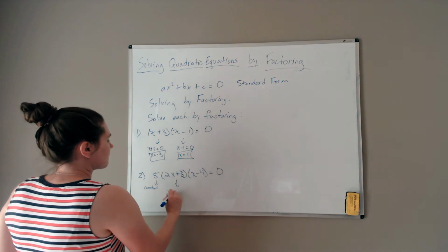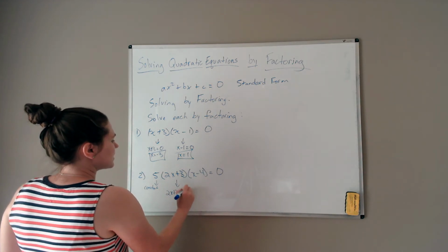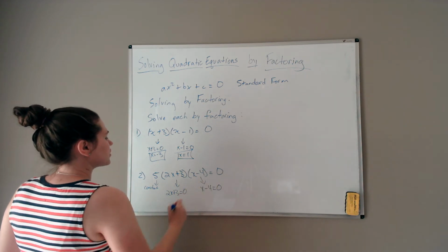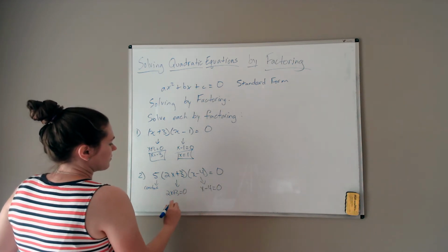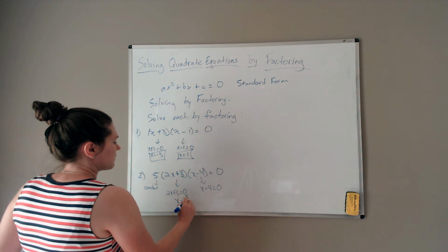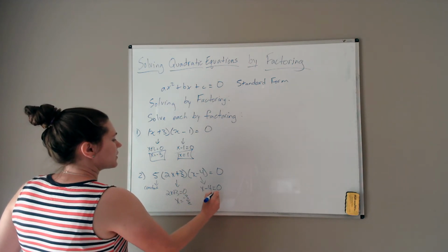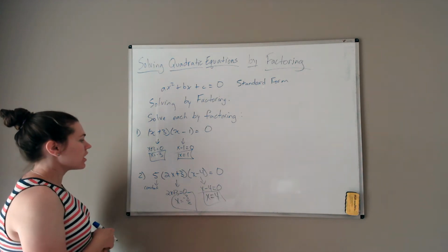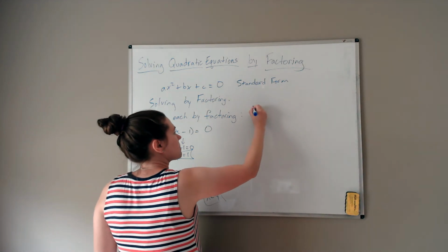But this has a variable factor. So what makes this 0 and what makes this 0? As long as the expression is set equal to 0. So take away 3, divide by 2, we get x equals -3/2. Add 4, we get x equals 4. We've got two solutions.